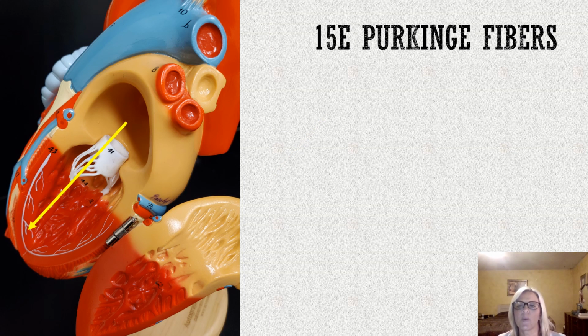And lastly here we have the Purkinje fibers, and so these are going to be the little bitty tiny fibers here, that's not the best color, little bitty tiny fibers here extending off of the bundle branches.